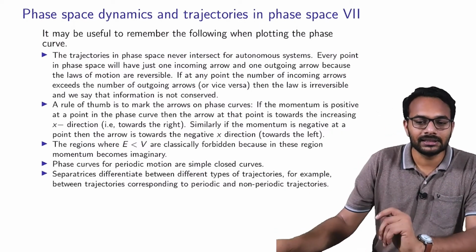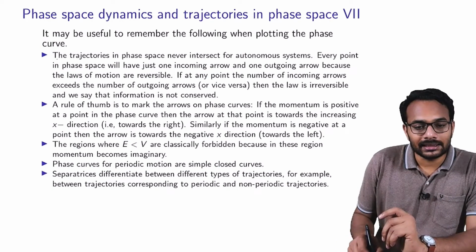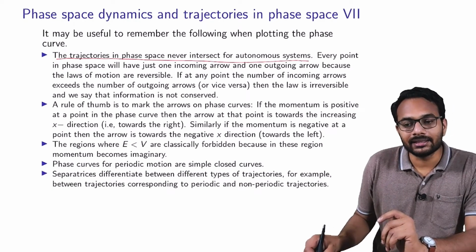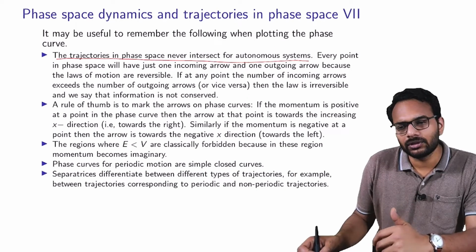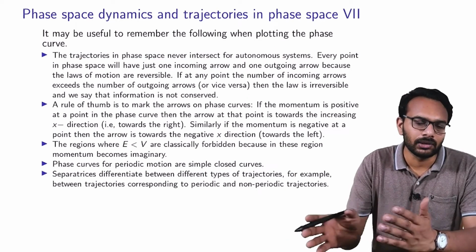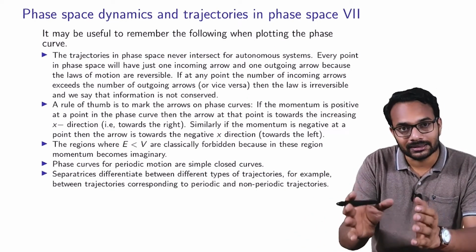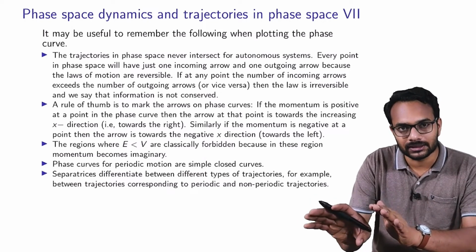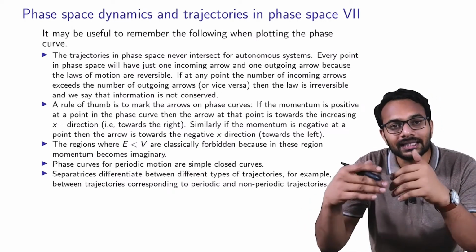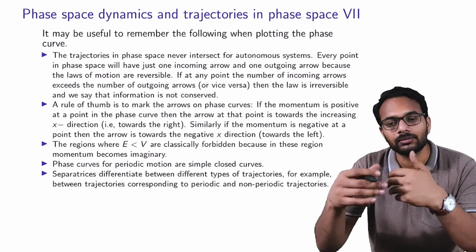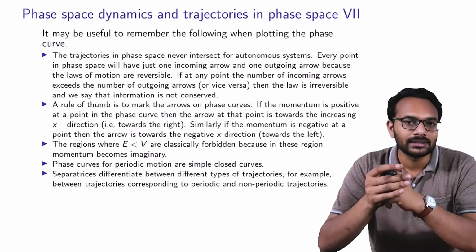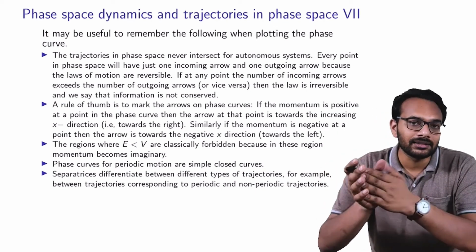The first thing is that the trajectories in phase space never intersect for autonomous systems. An autonomous system means it's not driven from outside. The Hamiltonian is the same. You have a Hamiltonian, it's fixed. Provided you don't change the rules in between, the trajectories in phase space will never intersect.